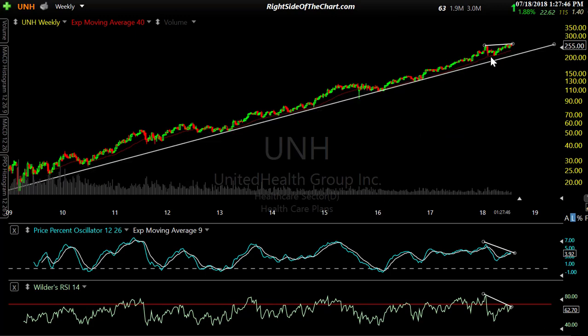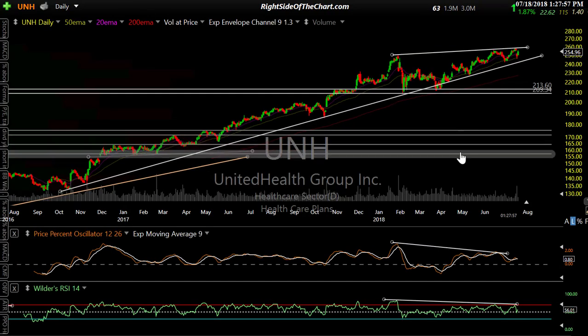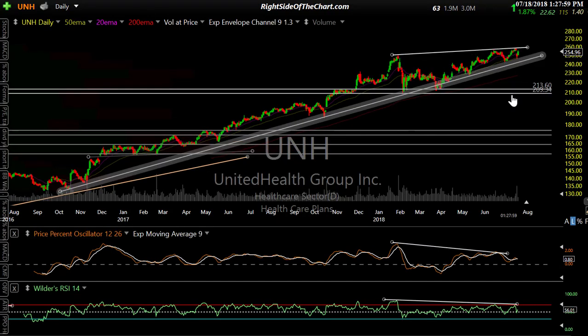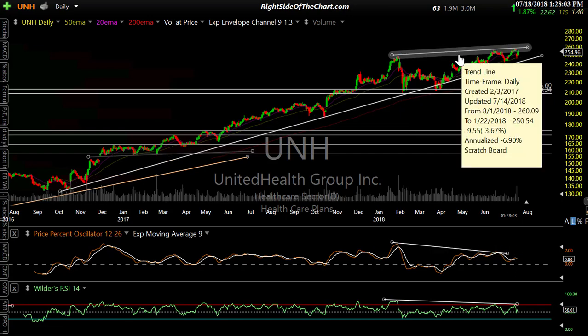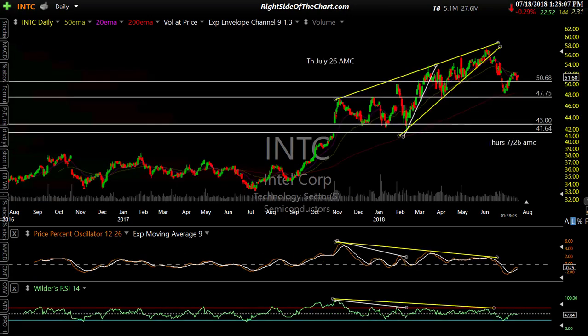UNH, this is the bull market trend line. If you want to replicate this, just make sure you use log scale on your chart. Very well defined. That's well above trend right now, but with a divergent high. That's the weekly chart. UNH on the daily time frame: bearish rising wedge, negative divergence as well. So I think the upside in this one's limited. Your sell signal will come on a break of that trend line.